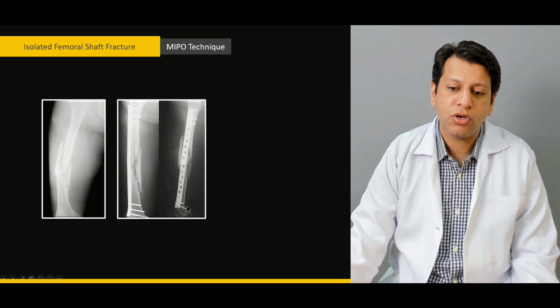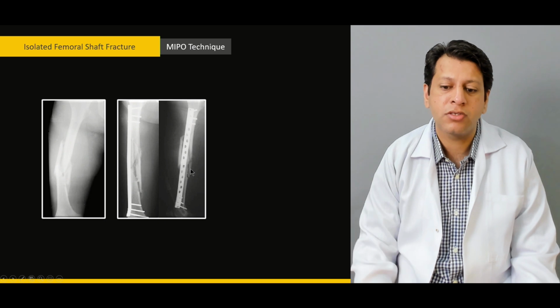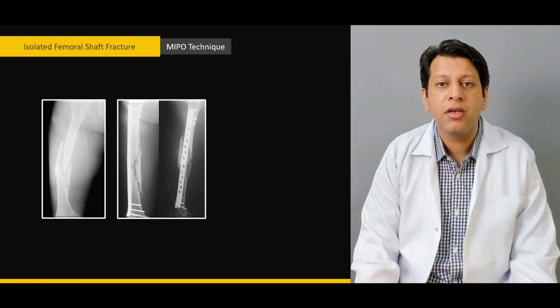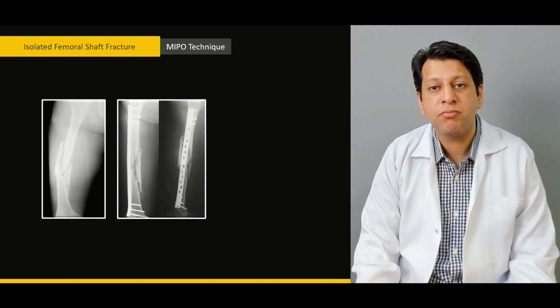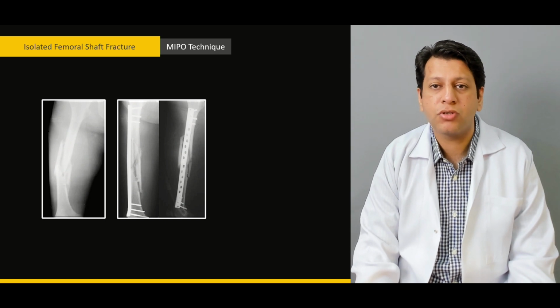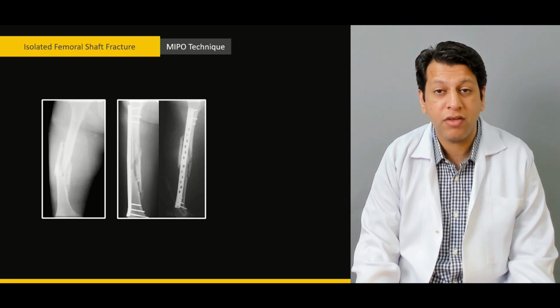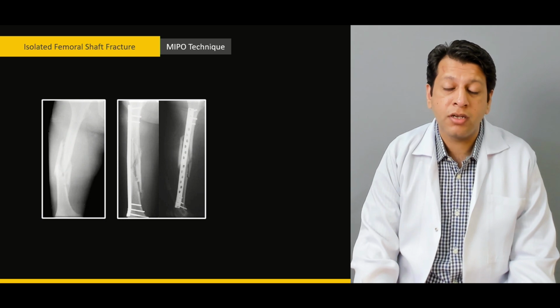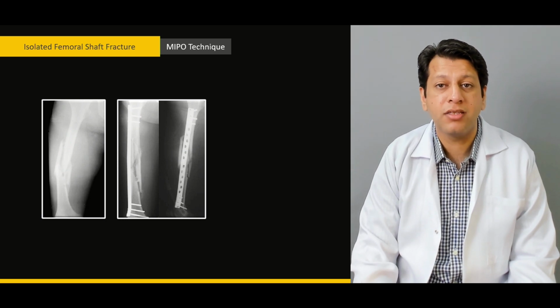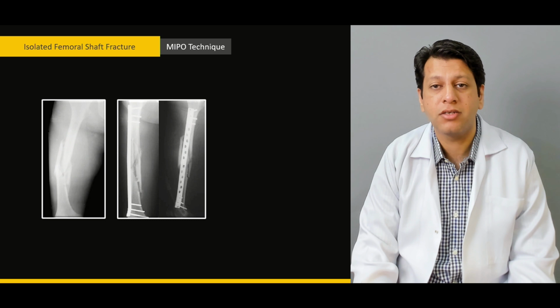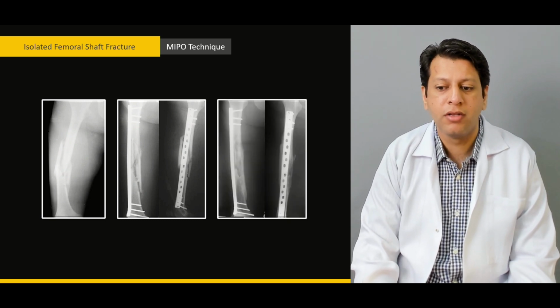There are 3 screws on the top, 3 on the bottom. The fracture is stabilized and the patient can be mobilized. This provides a better result because there is less periosteal stripping and less avascular area, so there is better healing and decreased chances of non-union, malunion and even infections as well.